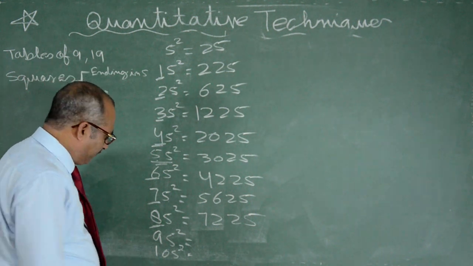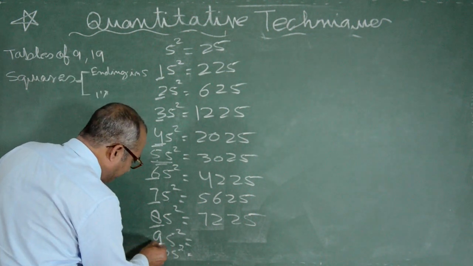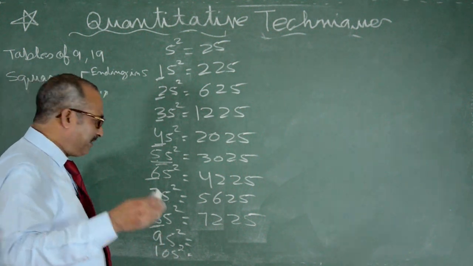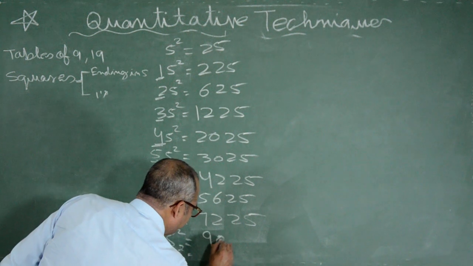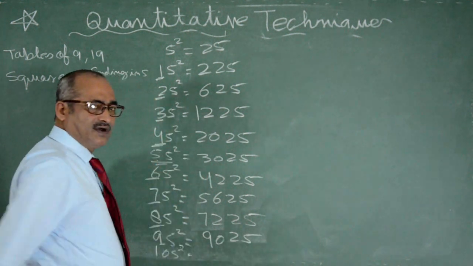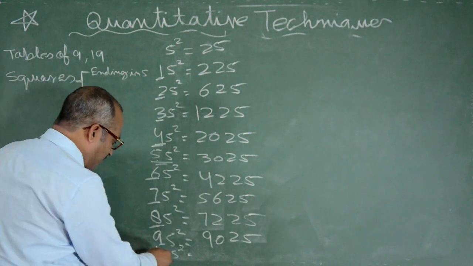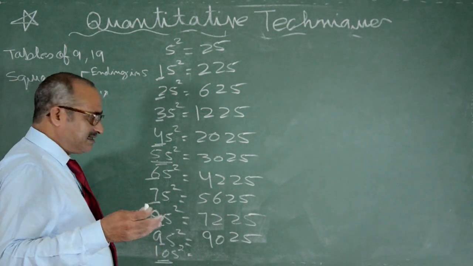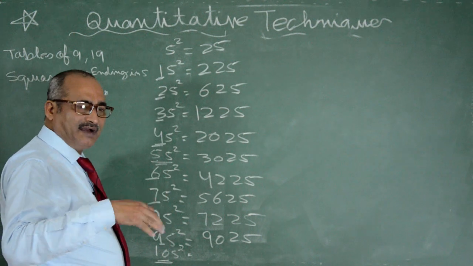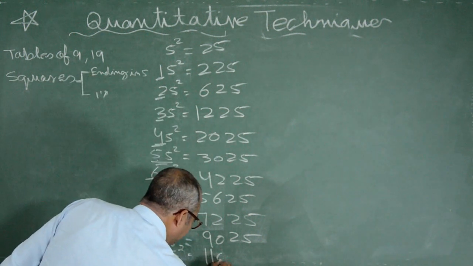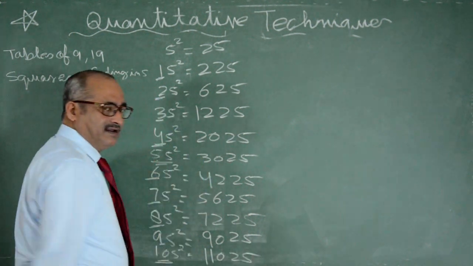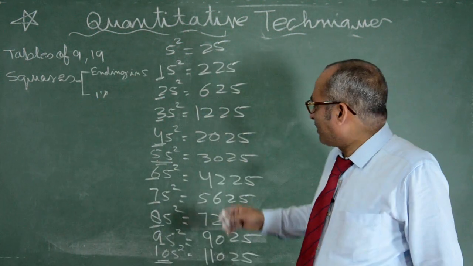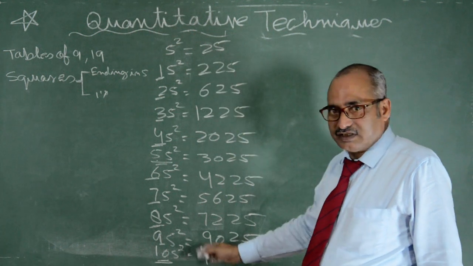Now square of 95. Before 5, 9 is there. Successor of 9 is 10. 9 multiplied by 10 is 90. Then write 25. Square of 95. Finding square of 105. Before 5, 10 is there. Successor of 10 is 11. 10 multiplied by 11 is 110. Then write 25. This is square of 105. I hope you can learn the square of this many numbers.